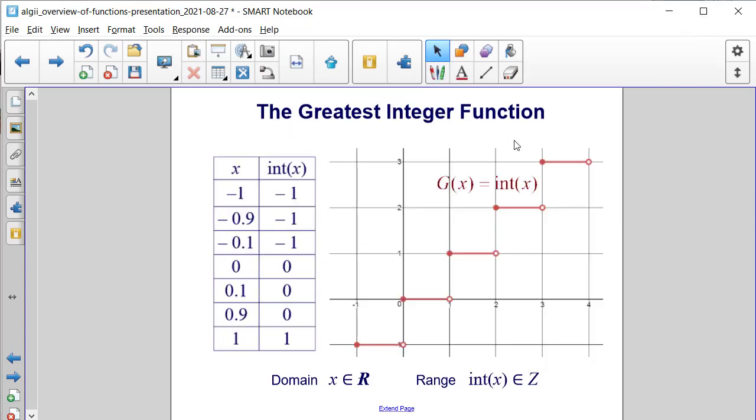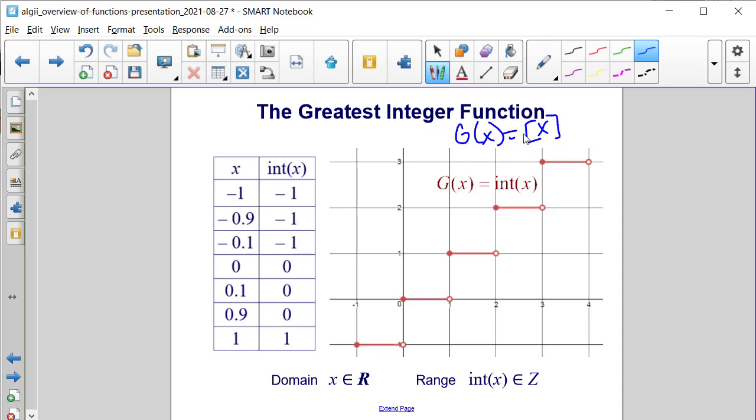The last parent function that we're going to talk about is the greatest integer function. You usually can write it as g of x equals int of x, or you can write it as g of x is equal to the greatest integer function with these extra brackets on either side. And what this does is when you evaluate the function from 0 to 1, when it's in between these values, it always goes back to the previous integer before it.